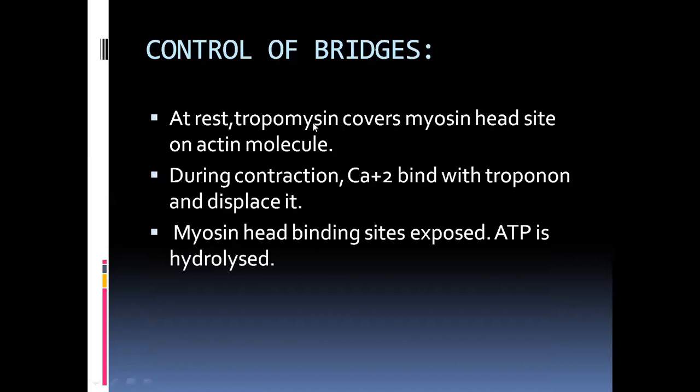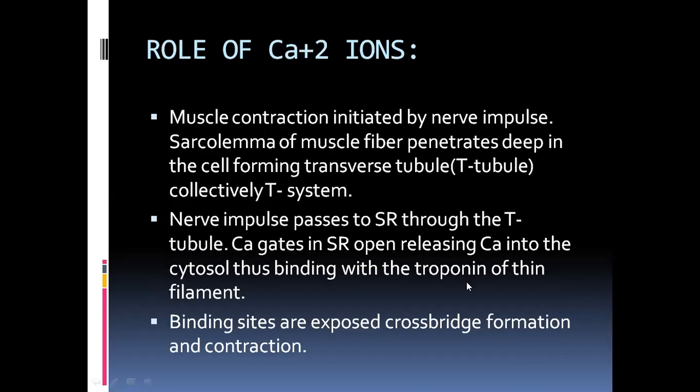At rest, the tropomyosin covers the myosin head side of the actin molecule. During contraction, calcium binds with the troponin and displaces it. Myosin head binding sites are exposed, and ATP is hydrolyzed for the formation or the breaking of the bridges, of the cross bridges.